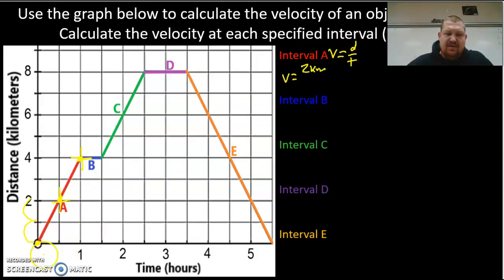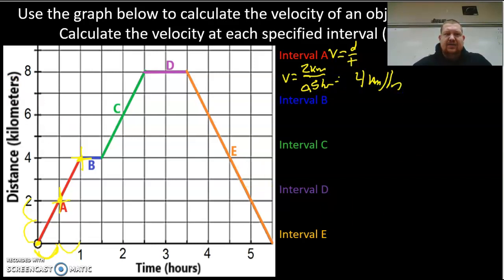And then I went over one of my time periods during this, and this ends up being half an hour. So you see here, I would have to go over 2 spaces to get to 1 whole hour, but we only went over 1. So my time is 0.5 hours. This is going to give us 4 kilometers an hour.